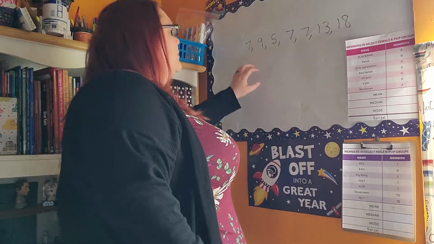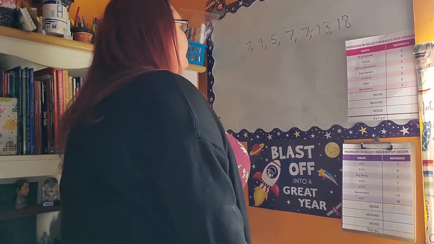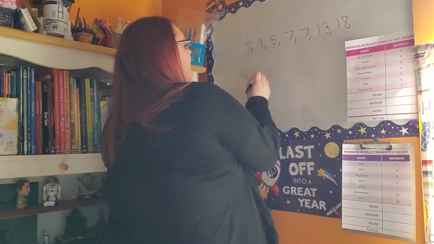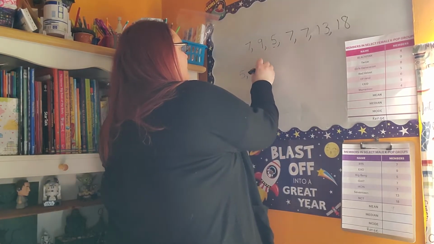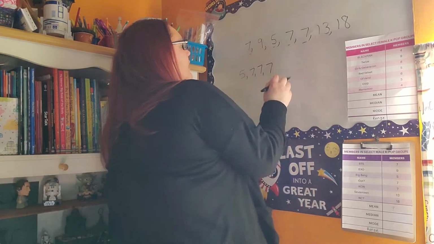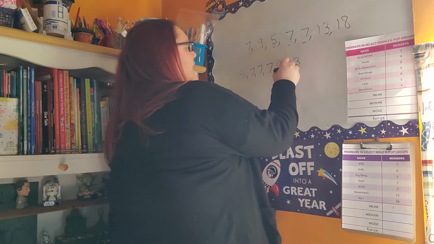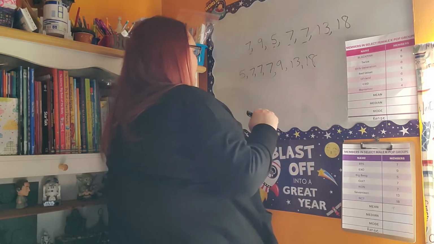So what do we need to do if we're trying to find the center number? We got to put them in order from least to greatest. Exactly. So our smallest number is a 5, and then we got 1, 2, 3 7s. Okay, and then we got a 9. And then we got a 13 and an 18. That's 7 bands right there.